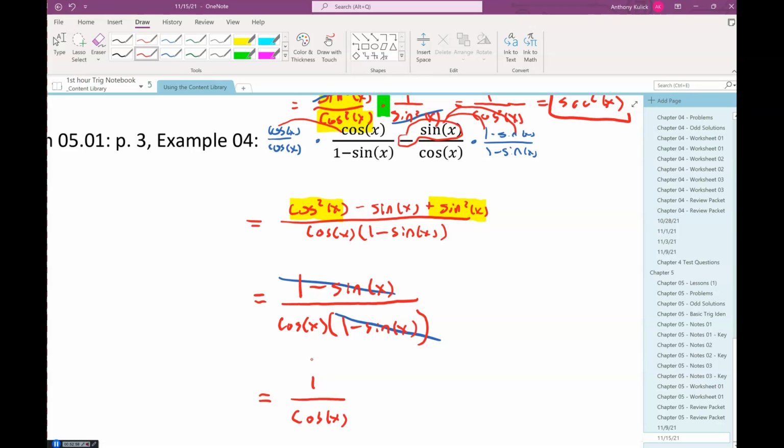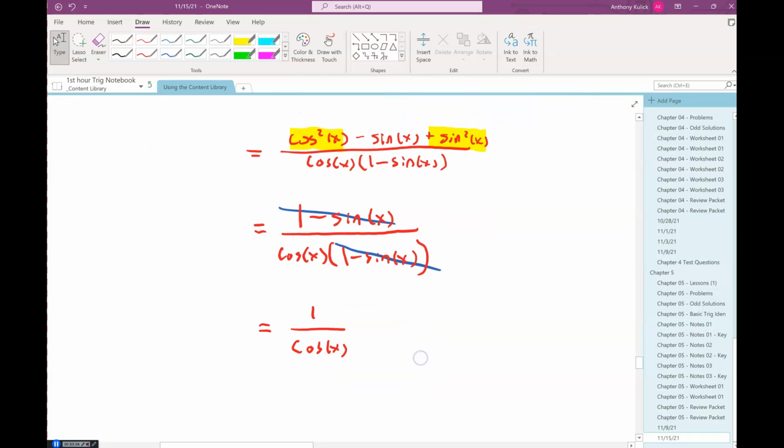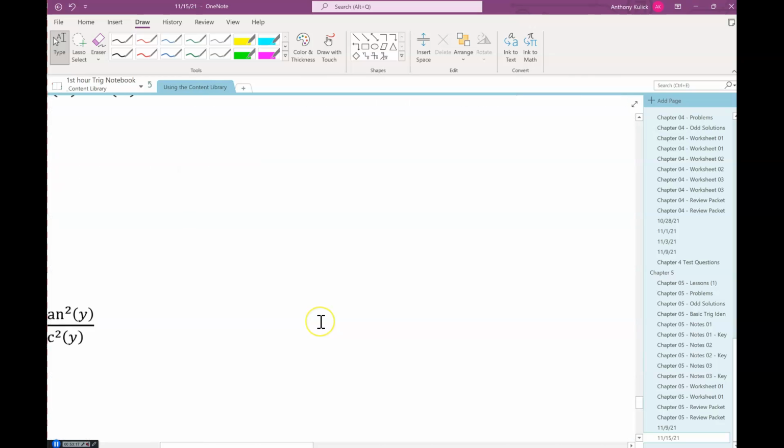Okay. What do you guys want to do from here? Can we get better than this? What does this become? Secant. Very good. Okay. We're going to stop here.